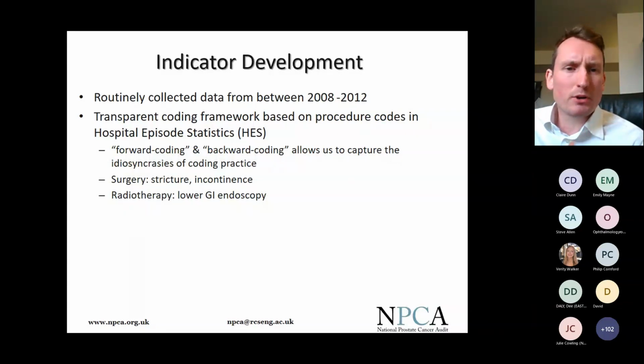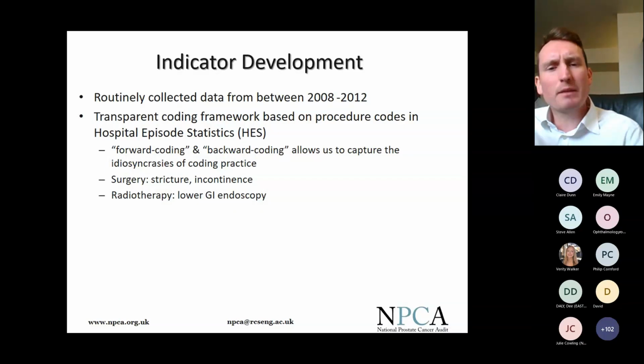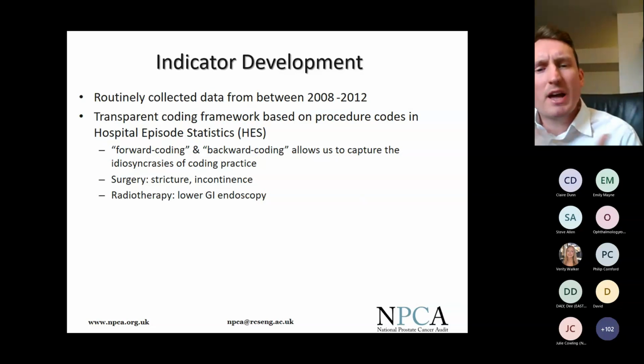And then what we termed backward coding is, in that patient population of men having either surgery or radiotherapy, looking at the most popular procedure codes within those episodes of care and seeing if there are any other procedure codes that might be relevant to post-operative or post-radiotherapy complications. Giving specific examples for surgery, procedure codes related to stricture surgery or incontinence surgery. And for radiotherapy, we were able to add on to the genitourinary complications with gastrointestinal complications as well. That focused more on lower GI endoscopy, so colonoscopies and sigmoidoscopies.